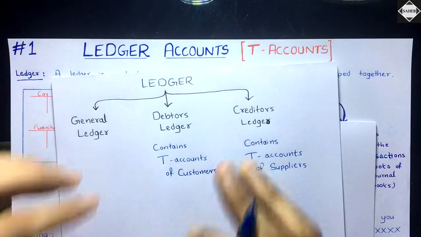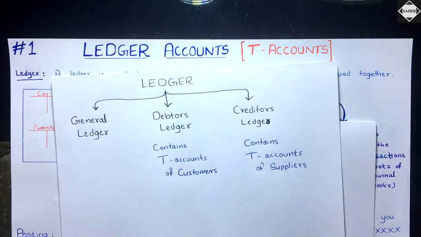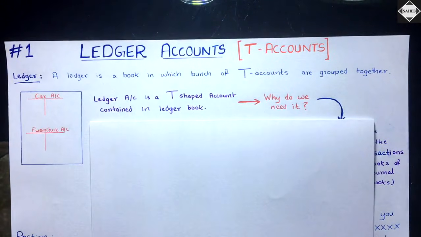Fine. So these are books. These are not ledger accounts. Ledger books: general ledger, debtors ledger, and creditors ledger. Is that okay? Fine. So that's regarding the ledger. Enough regarding that.